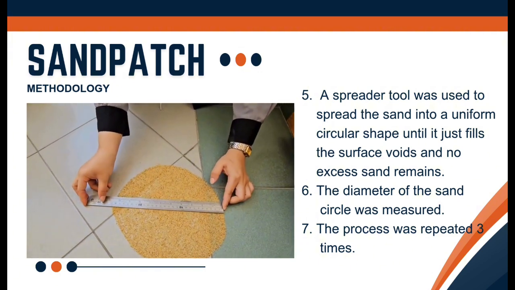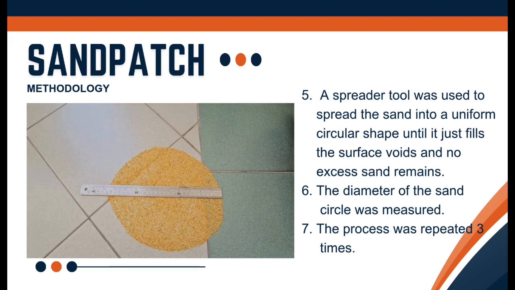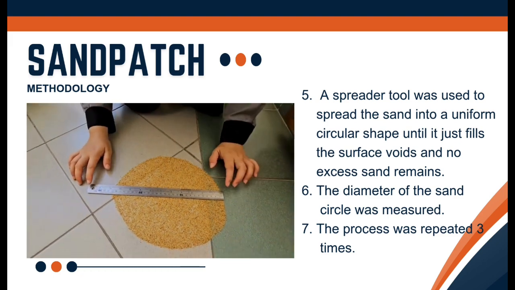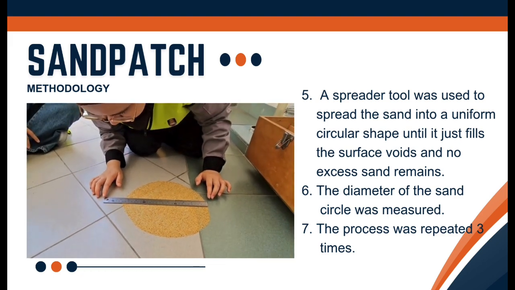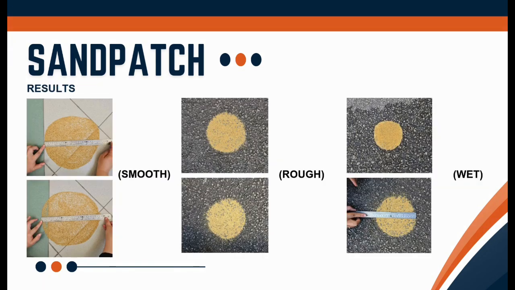Lastly, measure the diameter of the sand circle. Repeat the process 3 times and take the average of the 3 measurements to obtain one reading. Repeat the same procedures at the other surface areas.